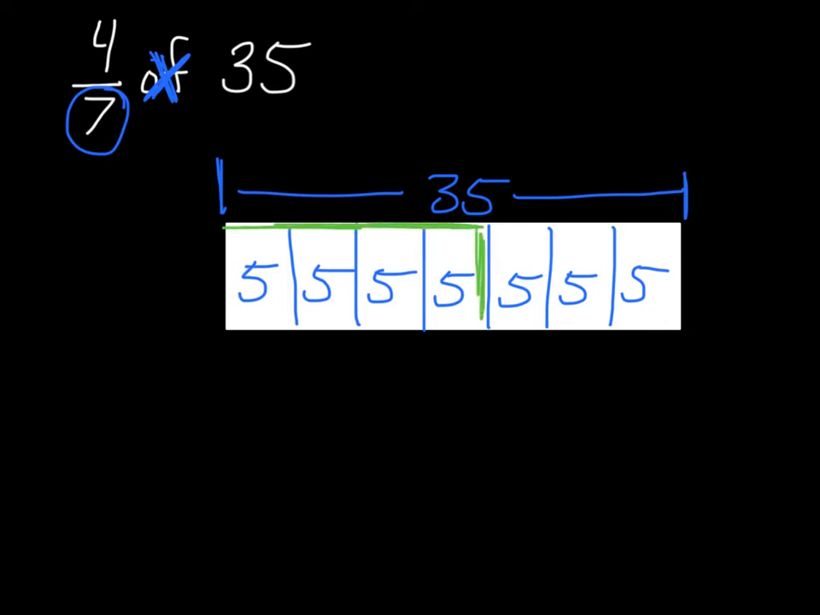So I'm going to outline the 4 pieces that I want. And then I look at what is contained inside of that outline box. Well, I have 5 plus 5 plus 5 plus 5. That gives me a total of 20. So 4/7 of 35 is 20. We can see, since we only wanted 4 of the 7 pieces, we can understand why we're getting something smaller than what we started with.